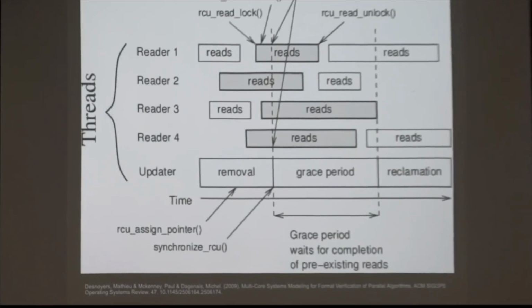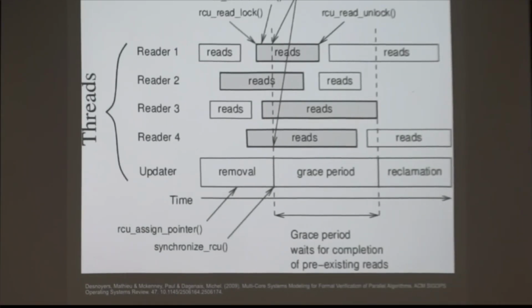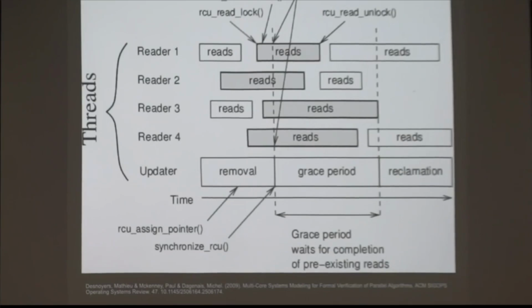When an updater needs to make changes, it calls synchronize_rcu. This function waits until all the readers are done. Some of you may notice a key point. How do we detect when all readers have completed?